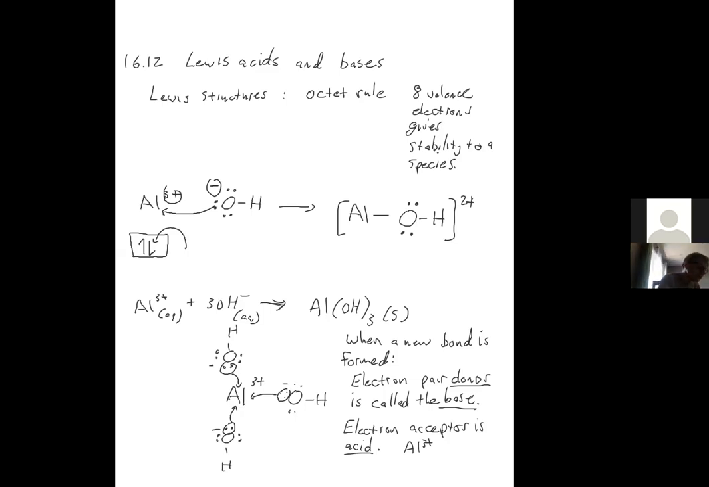Now let me show you one more example. Let's take something very simple, H plus and OH minus. Okay. Well, let's draw the Lewis structures. Hydrogen ion doesn't have any valence electrons, in fact, it doesn't have any electrons at all. The hydroxide ion has 8 valence electrons.